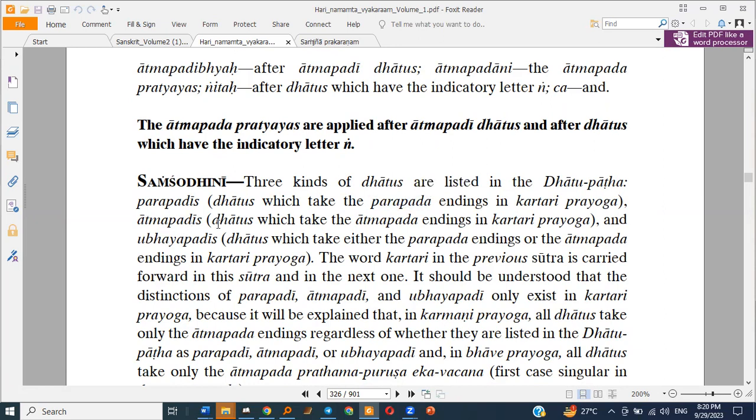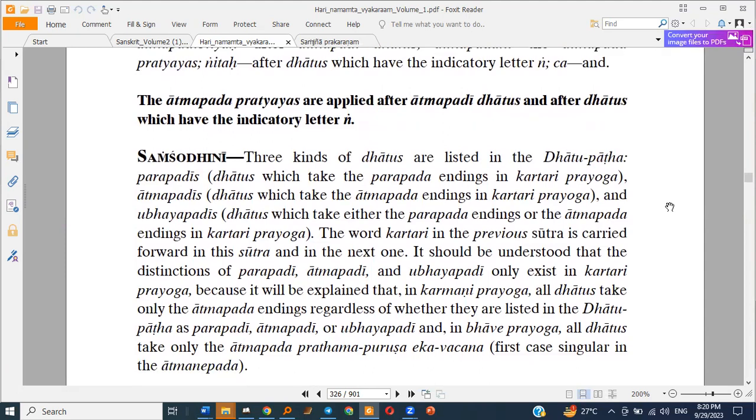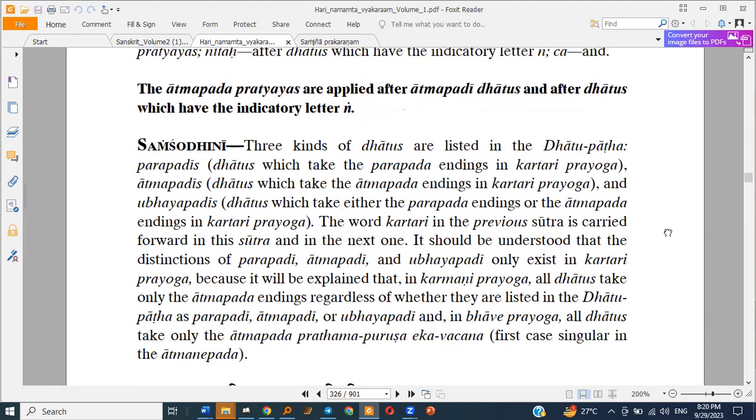Then the second kind is Atmapadi dhatus, which take the Atmapada endings in Kartari Prayoga. And then the Ubhayapadi dhatus, which take either the Parapada or the Atmapada endings in Kartari Prayoga. Okay. This might be confusing at this point of time, but as we start the declensions, it will get more clear. So no need to worry.